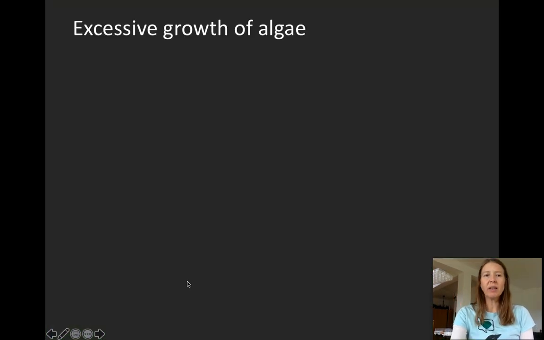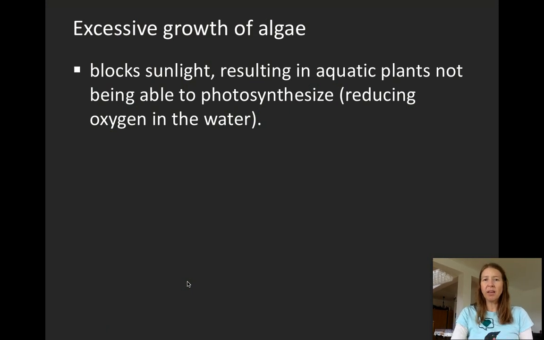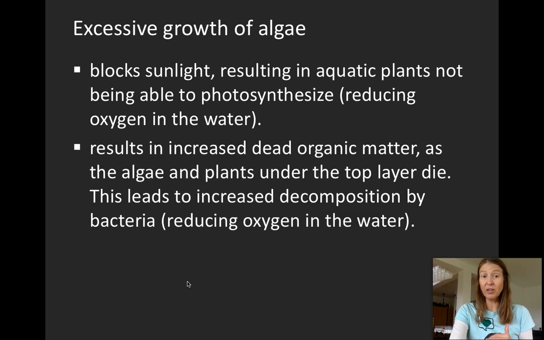Now this algae is a pretty big deal. It blocks the sunlight, so the aquatic plants can't photosynthesize anymore, right? And so that reduces the oxygen. And then that means things die, so there's more dead organic matter. The algae at the bottom of the thick mat tends to die because it's not getting as much sun. That dies, right? And all of these things that are dying have to be decomposed.